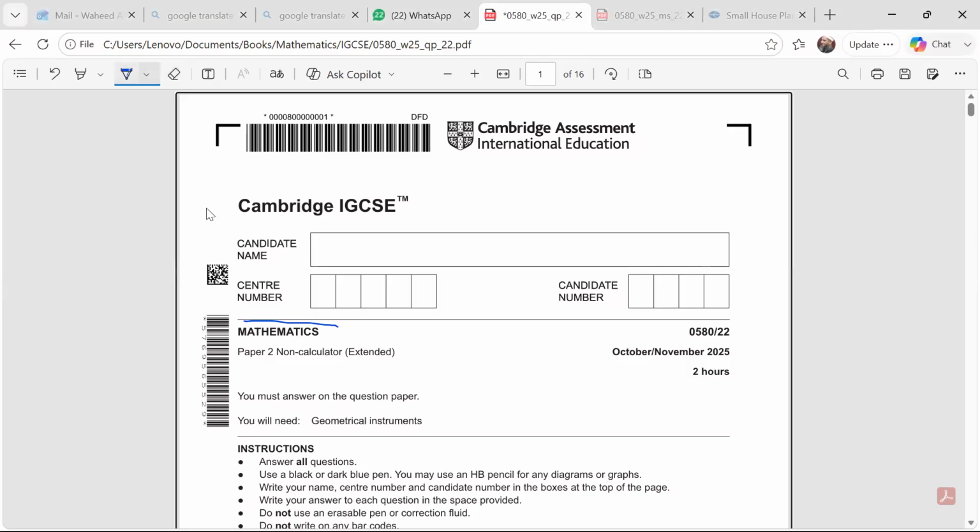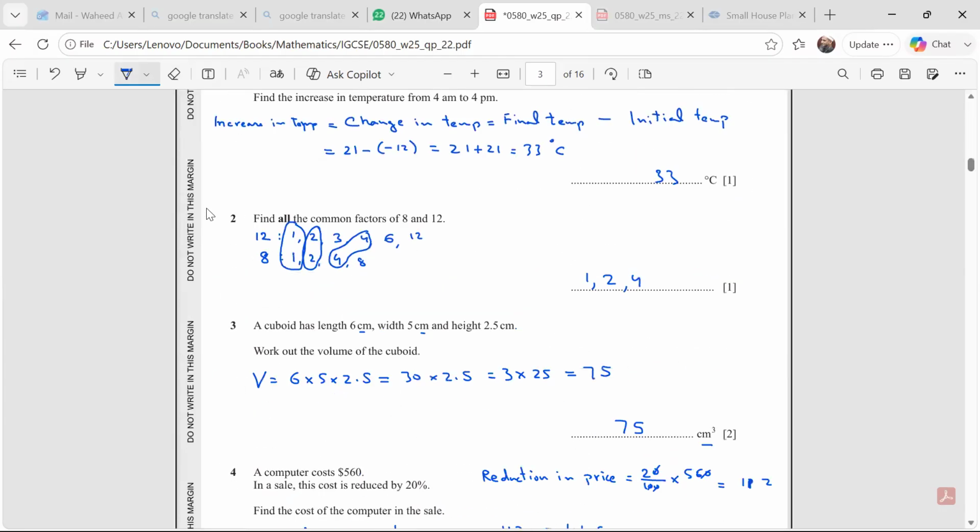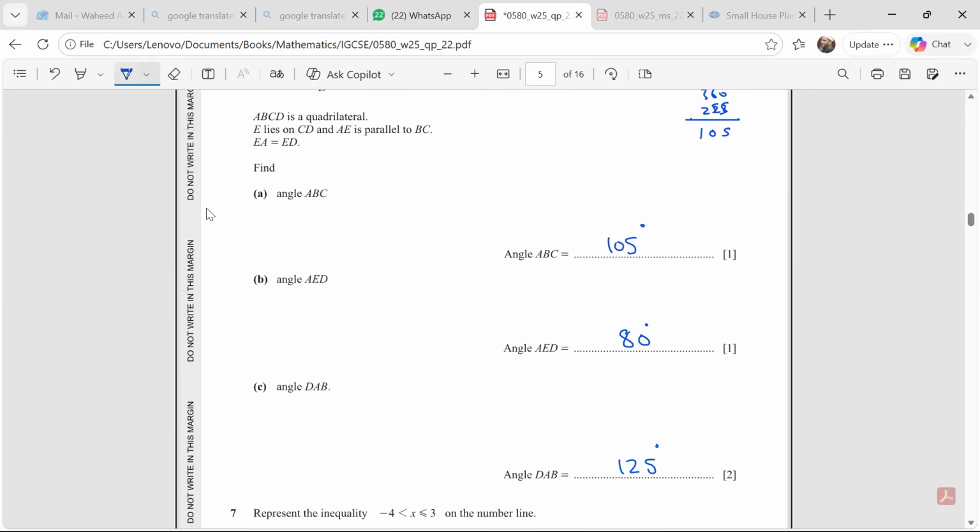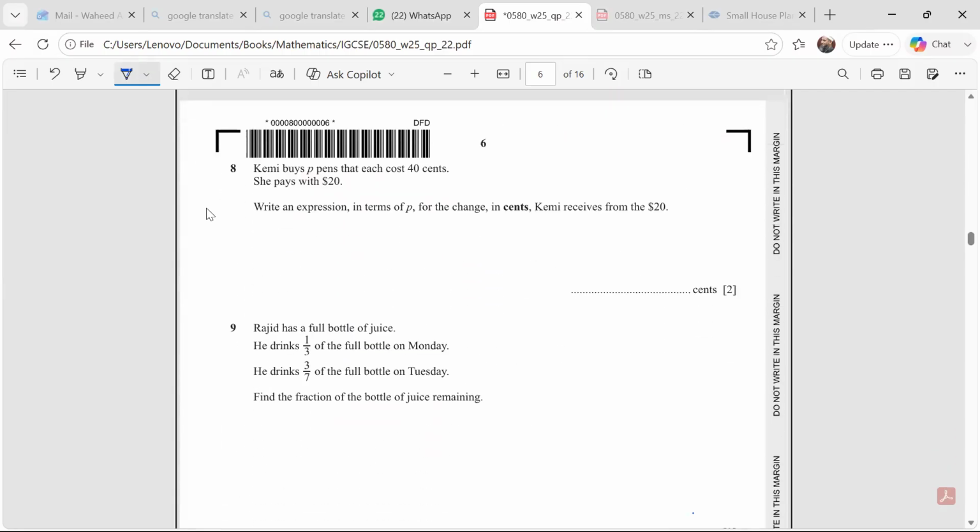Right now, I have this Mathematics Paper 2 non-calculator, October 2025. We have already done question 7. You can check on my previous video. So now we will do from question 8.